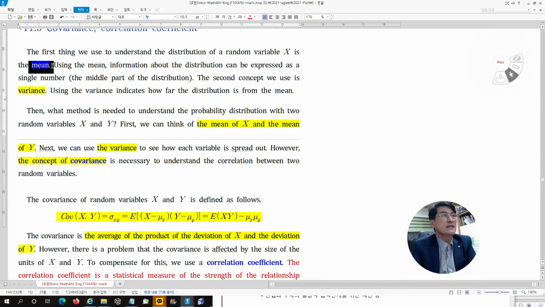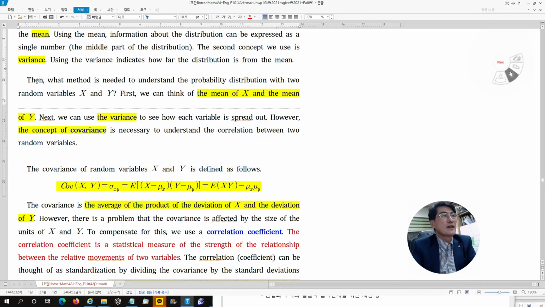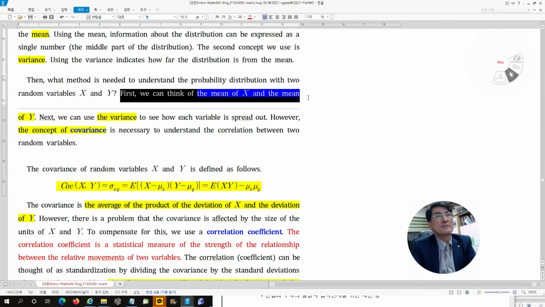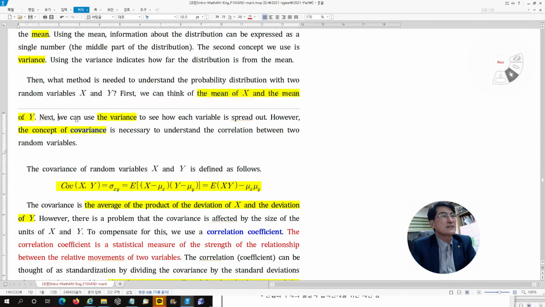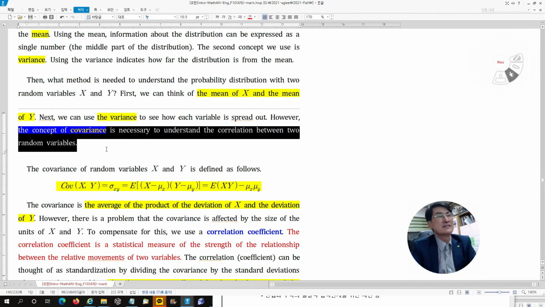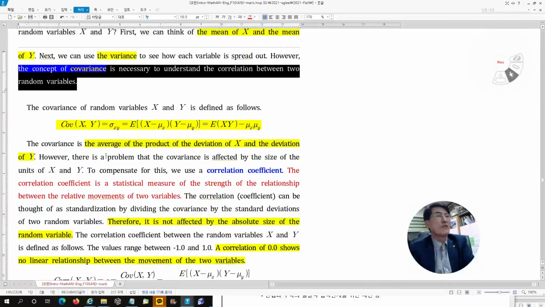We have learned the mean and variance before. First, we can think of the mean of x and the mean of y, the expected value. Next, you can use the variance to see how each variable is spread out. However, the concept of covariance is necessary to understand the correlation between two random variables. This is the reason that we learn the concept of covariance.